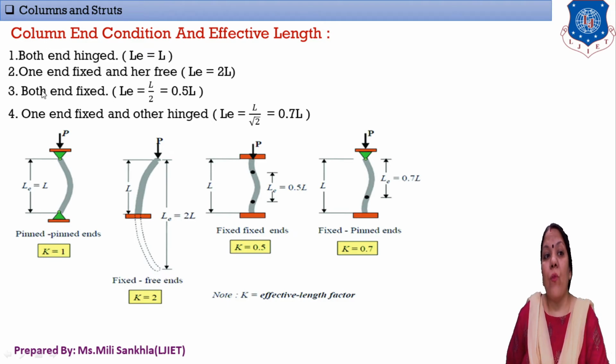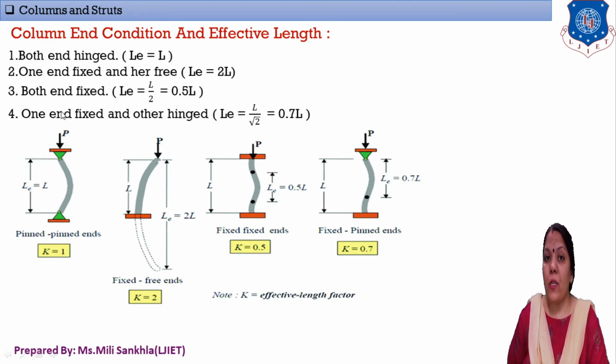Now second, one end is fixed and the second end is free. Look at this. This is the fixed end and this second one is free. Because the second end is free, the column deflects like this. In that condition, our LE is equal to 2L. That means the effective length of the column is 2 times its actual length when one end of the column is fixed and the other end is free.